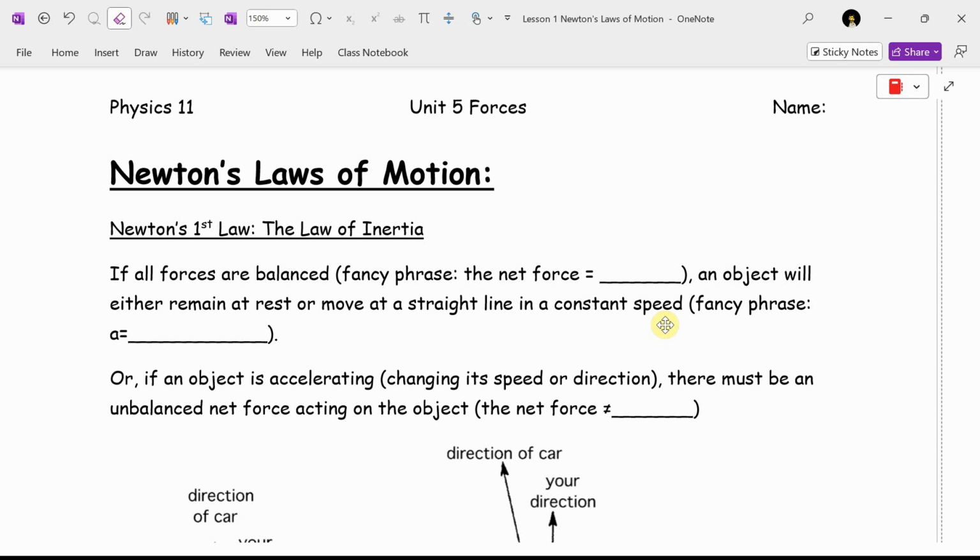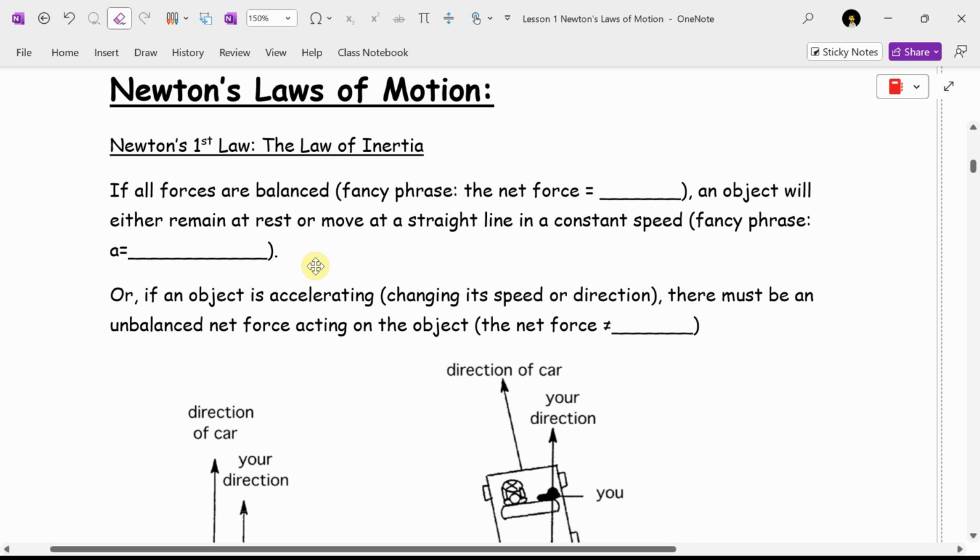Newton's first law is often called the law of inertia. If all the forces are balanced, fancy phrase, the net force is zero, like the one that I was getting Owen to repeat over and over. If all the forces are balanced, an object will either remain at rest if it was already at rest, or if it was already moving, it'll keep moving in a straight line at a steady speed. Christian, I can summarize that in one statement. If all the forces are zero, a is zero. If forces are balanced, your acceleration is zero.